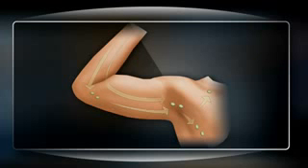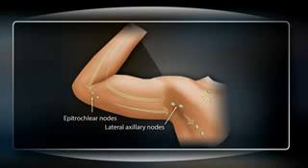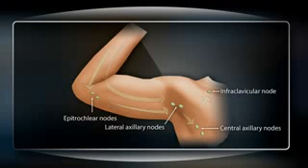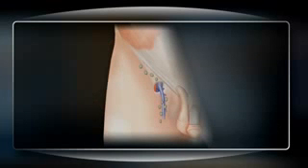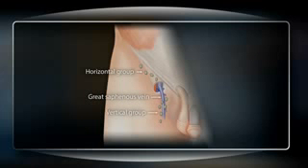In the arms, these include the epitrochlear nodes, lateral axillary nodes, and central axillary nodes. The infraclavicular nodes may also be palpable. In the legs, usually only the superficial inguinal nodes are palpable. The horizontal group lies in a chain high in the anterior thigh below the inguinal ligament. The vertical group clusters over the upper part of the great saphenous vein.